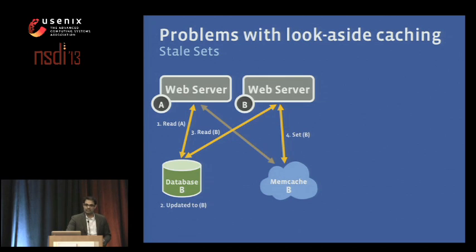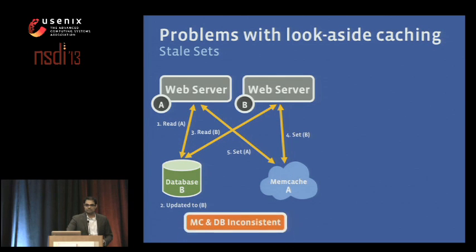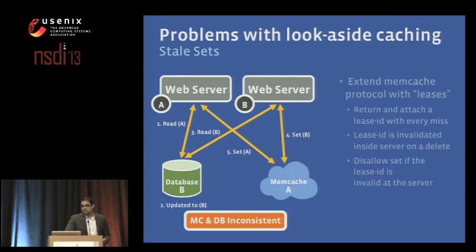Now the straggler A comes in and tries to set the value. Suddenly memcache and the database are inconsistent. And this is not a transient inconsistency. This is a permanent inconsistency until the value is deleted out of the cache. This is bad. So what we did was we extended the memcache protocol with what we call leases.